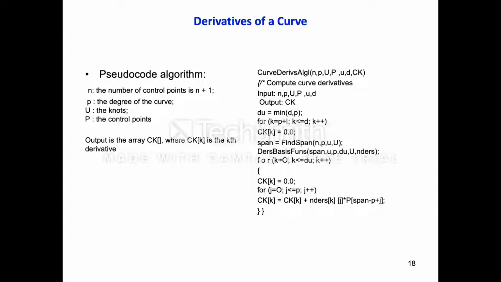Coming to the pseudo algorithm, we give the inputs as n, p, u, P and d. The output is CK, an array. We find the minimum of d comma p, where d is the input we give. We open a for loop and initialize CK of k equal to 0. Find two functions, find span and basis function. Further open a for loop, and then we get the final equation or derivative, CK of k equal to CK of k plus the basis function times P of span minus p plus j.